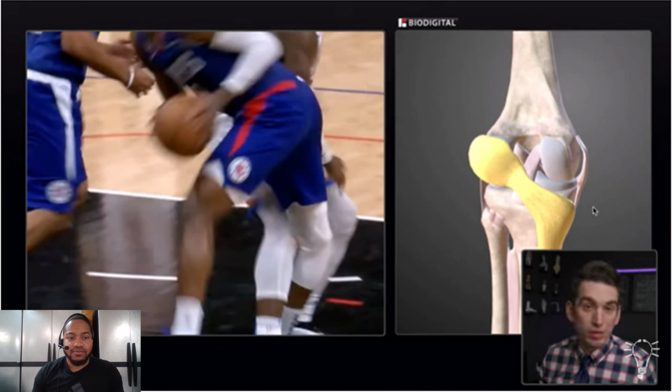Now, of course, there's a big ligament on the back of the knee that we don't talk about too often called the oblique popliteal ligament.